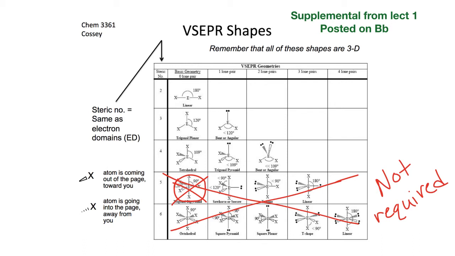So we're going to memorize these things, and then we're going to compare them to the electron domains that we already got. And that's going to give us both the names and the angles. We're just going to memorize those. We're going to memorize the names, and we're going to memorize the angles because that's all we need to know. So let's look at the examples that we already saw, but refer back to this table if you need it. It's in the supplemental from Lecture 1 posted on Blackboard.